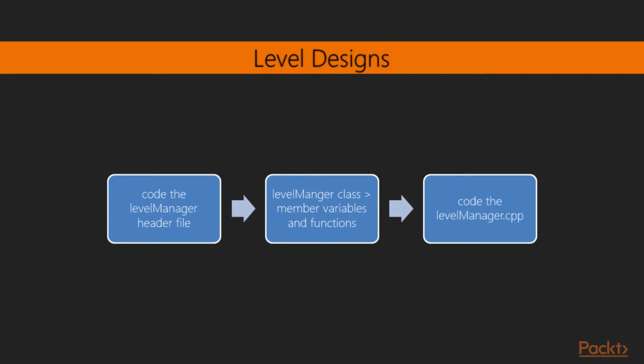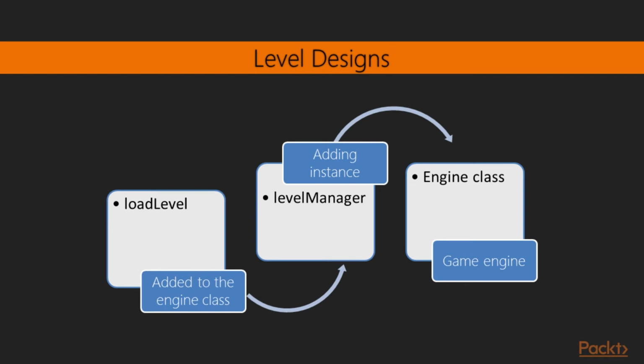This will allow us to look at and discuss the member variables and functions that will be in the Level Manager class. Next, we will code the levelmanager.cpp file, which will have all the function definitions in it. As this is a long file, we will break it up into several sections to code and discuss them. Once the Level Manager class is complete, we will add an instance of it to the game engine class. We will also add a new function to the engine class, loadLevel, which we can call from the update function whenever a new level is required.